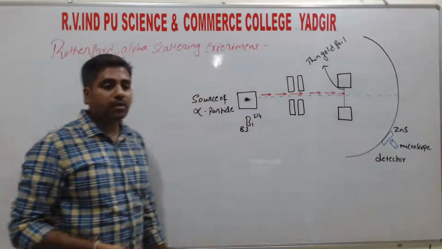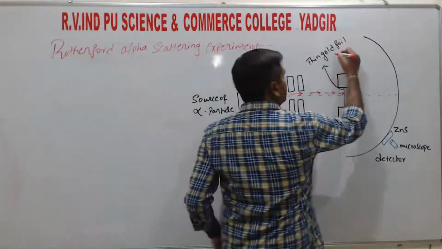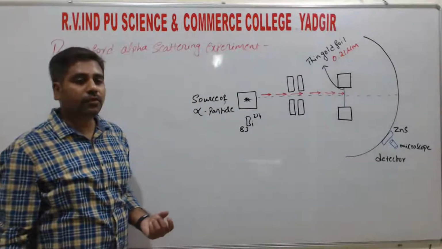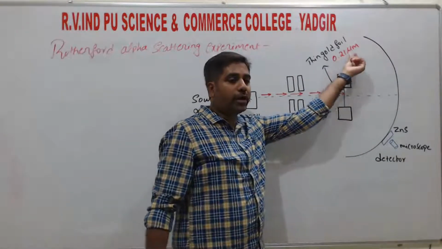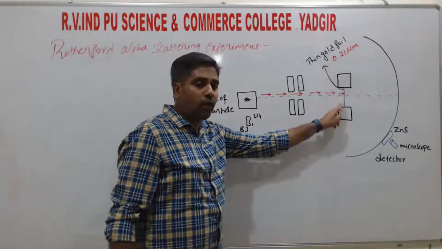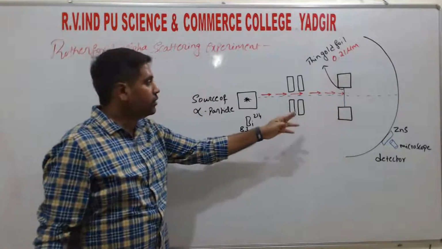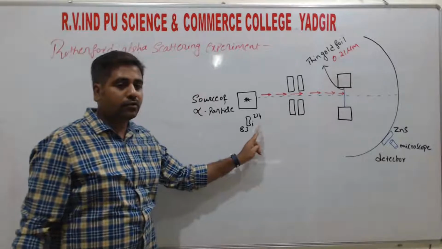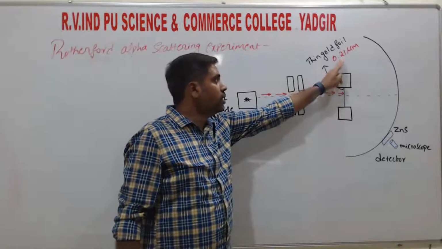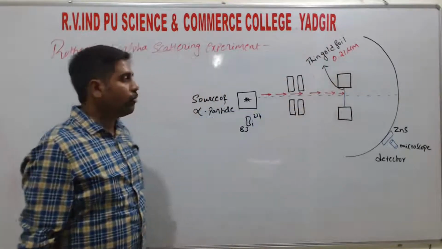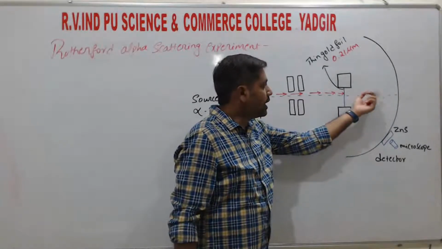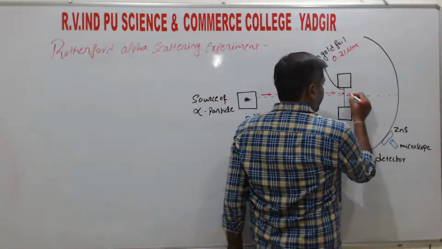It is a thin gold foil, with a thickness of about 0.21 into 10 to the power of minus 6 meter, that is 0.21 micrometer, a very thin gold sheet, right? The alpha particles emitted from the source are made incident on the gold foil. Here the scattering of the alpha particles takes place, and scattering takes place in all directions, right?